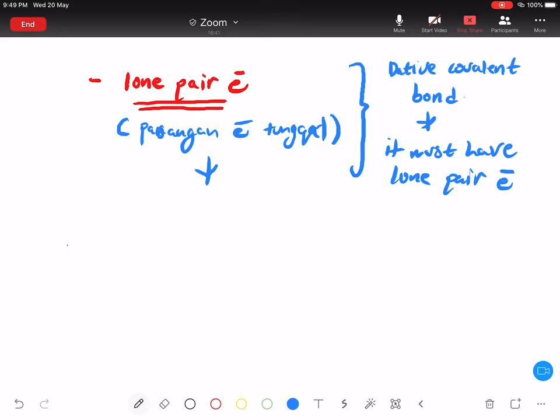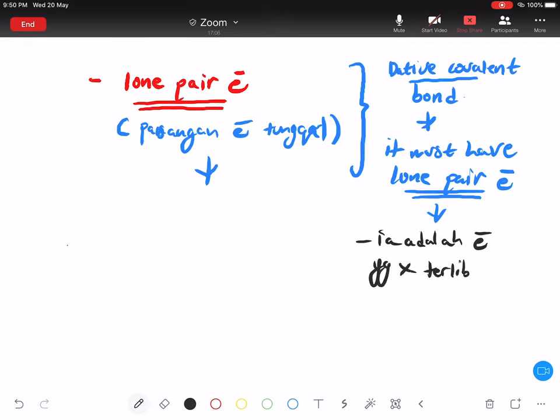Okay. You want to make a dative covalent bond? You must have a lone pair electron. Lone pair electron dalam bahasa Melayu adalah elektron yang tidak digunakan. Ia adalah elektron yang tidak terlibat dalam ikatan kimia. It does not get involved in a chemical bond.